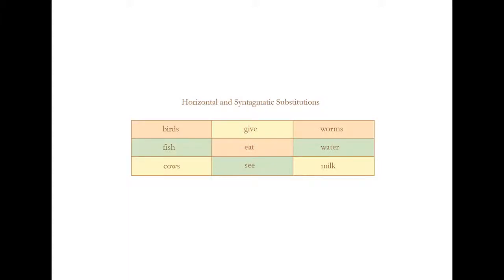The horizontal and syntagmatic substitutions are also interchangeable. This refers to the relationship of the part to the whole. Example, birds eat worms or cows give milk. In essence, these are the rules of the language game which we must abide in order to be understood.